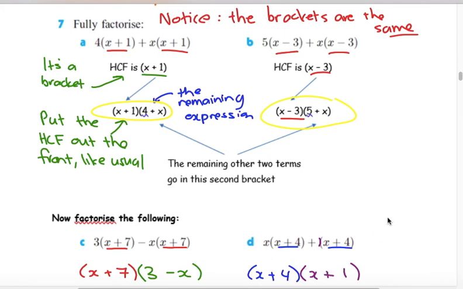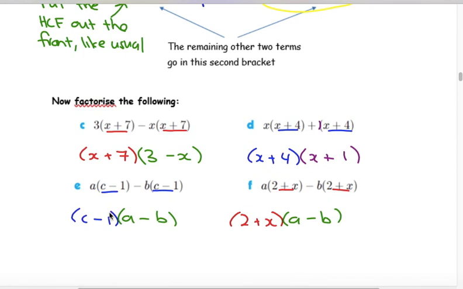Okay, next one. The highest common factor is a bracket, so c minus 1 is our highest common factor in a bracket. And then a and minus b go in the other bracket, and it's done. And it makes sense because a times the blue bracket makes this part here, and negative b times the blue bracket makes this whole part here. So it does make sense.